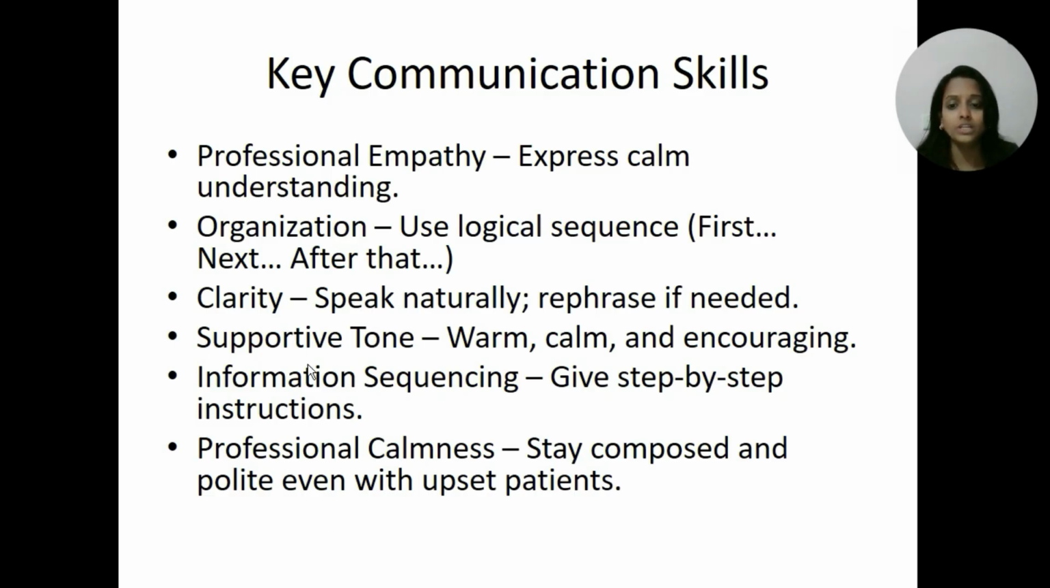Okay, and the next one is information sequencing. This is a specific communication skill: giving information step by step in the order the patient needs it, not in the order that you want to deliver. Whatever the patient requires, as per the flow that you have to give it, right? So you can say, like, first wash your hands, then remove the old dressing, after that apply the new one, and try to use linking phrases that create flow and logic. Okay, and the next one is professional calmness. This is the ability to stay composed, polite, and positive even when the patient is upset, angry, or confused.